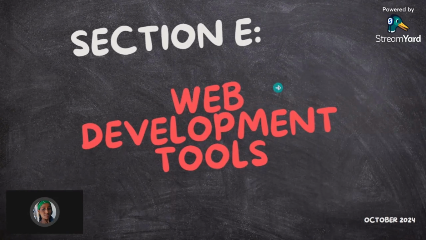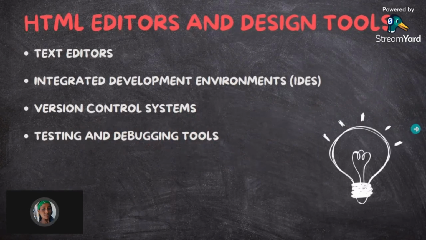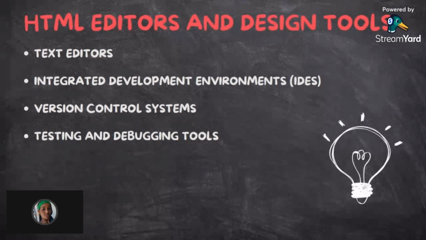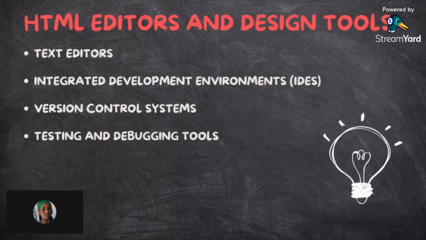So we're first going to talk about HTML editors and design tools. Our journey begins with HTML editors and design tools, vital for constructing and styling websites. Let's explore four primary categories. The first one being text editors, for example, Notepad, Sublime Text, and Atom. These lightweight editors are quick and suited for small projects. They offer syntax highlighting and basic code completion, making them suitable for beginners or developers working on simpler tasks.